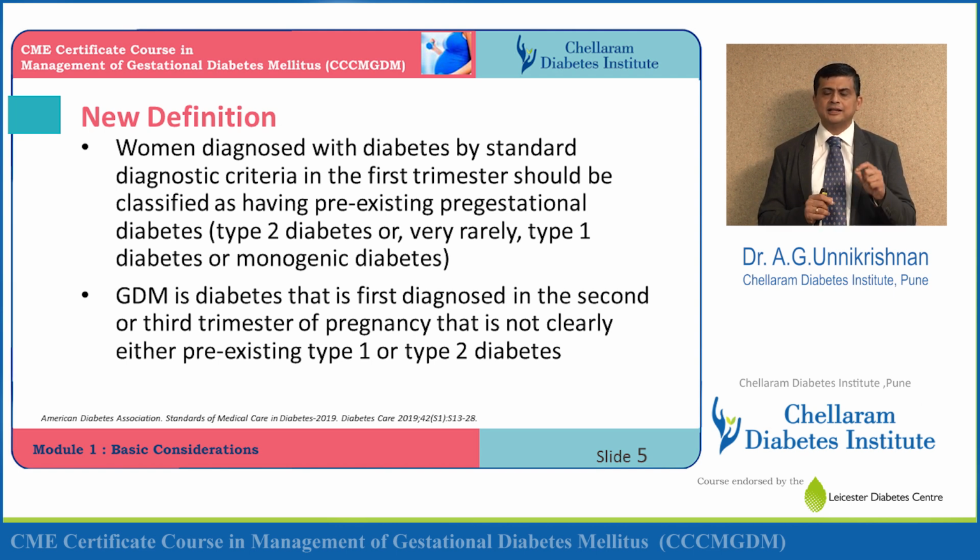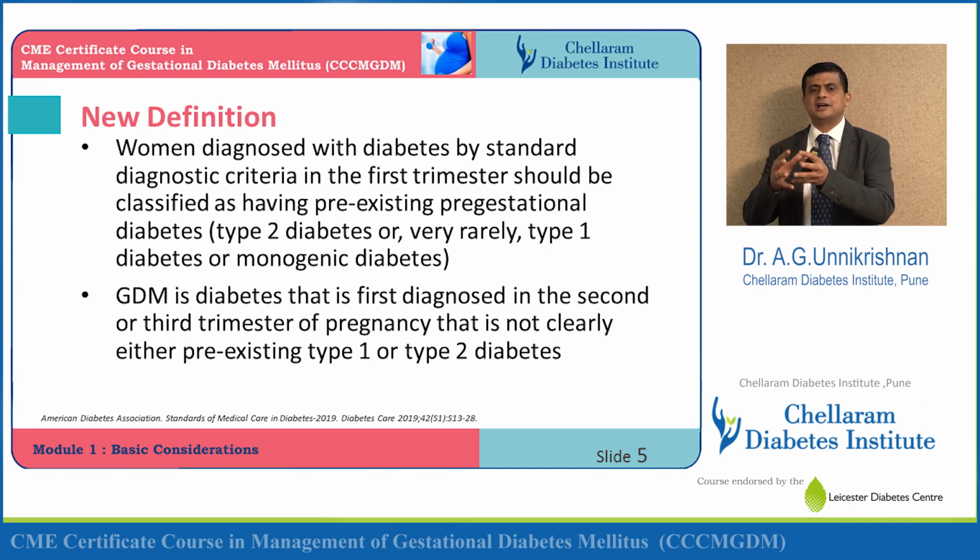I think the main concern here is that if somebody has, for example, a fasting plasma glucose of say 140 in the first trimester, that is likely to be a pre-gestational diabetes. So that's a clinical impact of this new definition. And of course, if a lady who is not previously known to have diabetes is now diagnosed to have diabetes as per the gestational diabetes criteria in the second or third trimester of pregnancy, that would be called gestational diabetes.